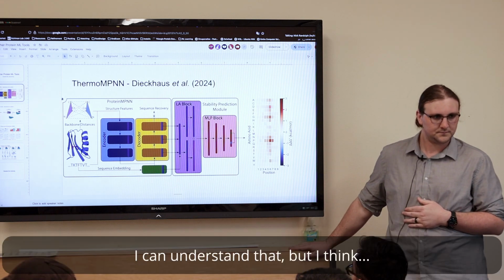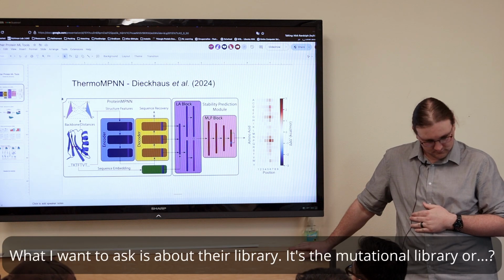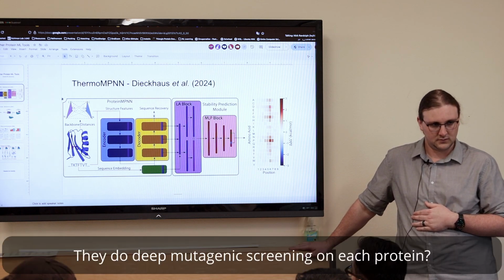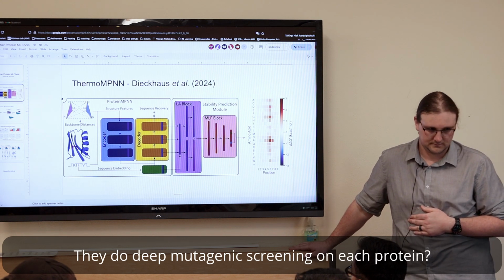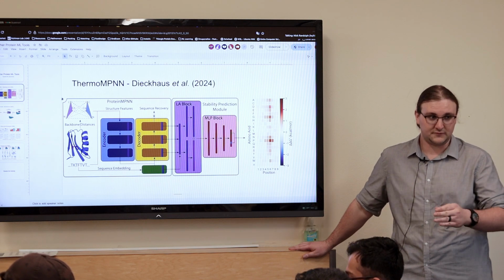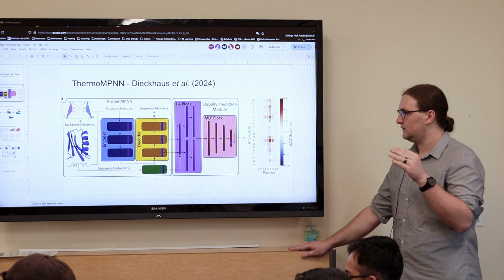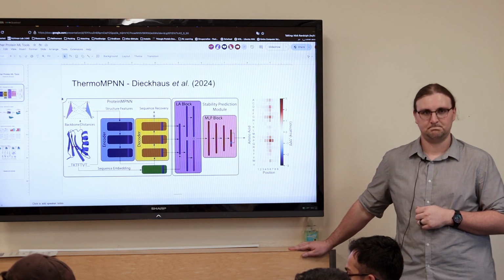I can understand that, but I think what I want to ask is about their library. Is the mutational library... Yes, they do deep mutational screening on each protein. Yes, it's completely site-saturated mutagenesis. So every position is mutated to every other amino acid, and yeah, they try to measure the stability for those mutants.